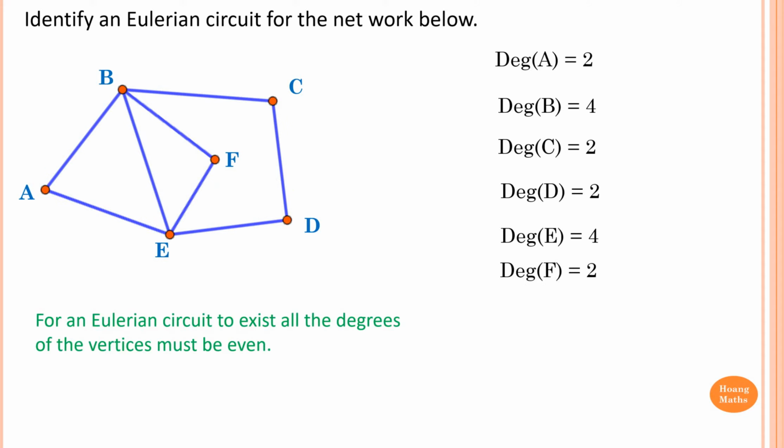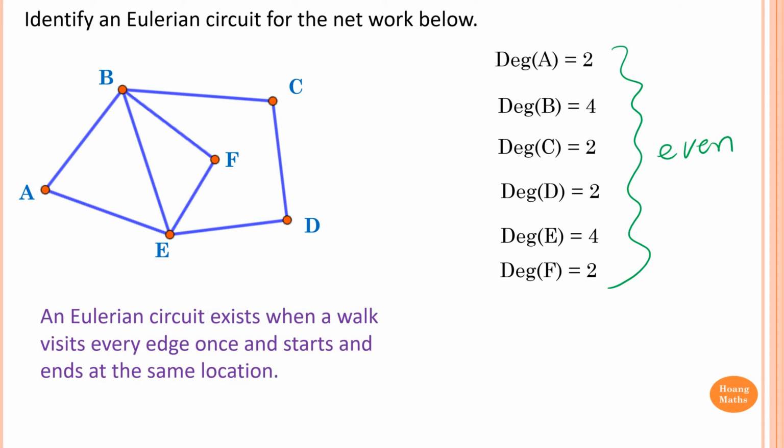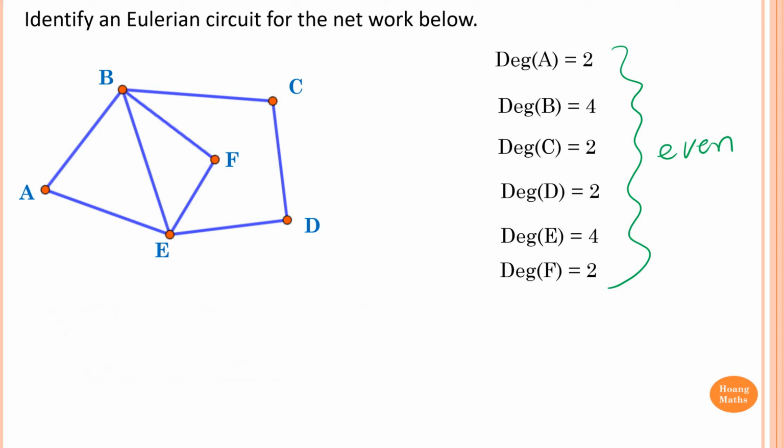So for an Eulerian circuit, all the degrees of the vertices must be even. From this network, all the vertices have an even degree. So therefore, we can identify an Eulerian circuit for this network. For an Eulerian circuit, the walk must pass through every edge and start and end at the same vertex. Of course, there are many answers for this.